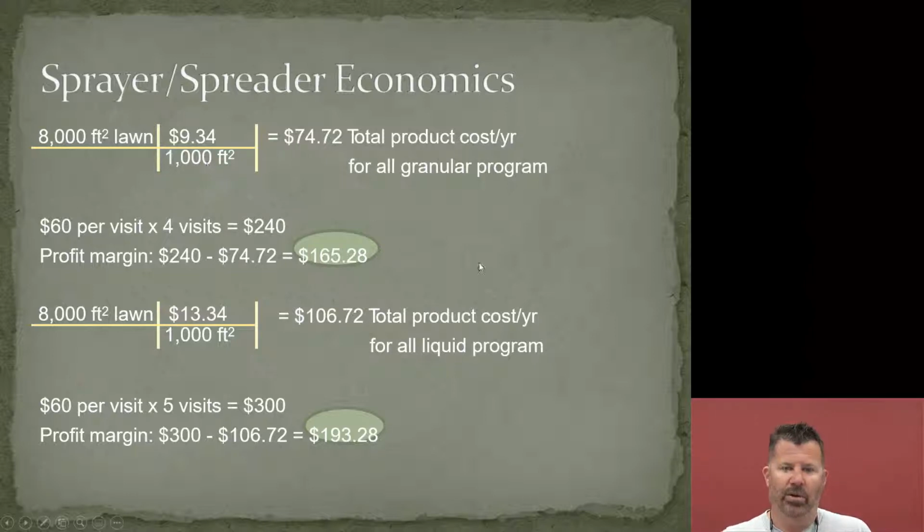Guys, that's pretty good. You can go in a neighborhood and target these houses. Hey, you know, $60 a visit. Let's say you get 100 houses in one neighborhood. You can calculate your profit per year of that neighborhood very, very easily.